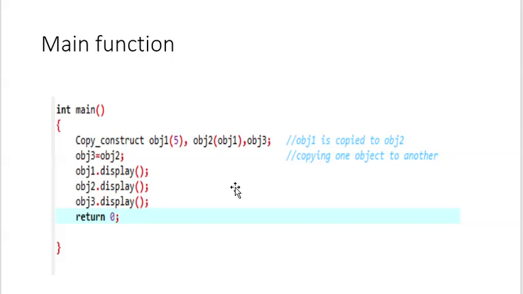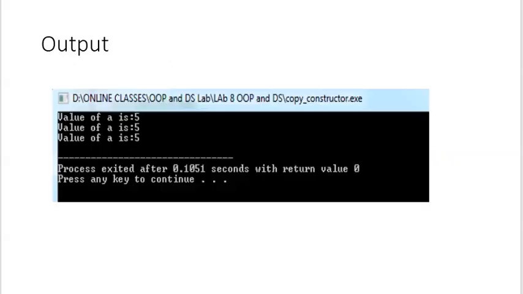Let's simply write the object in brackets, which means that you are copying the object to the other, and this is also an assignment, where the value of object 2 will be assigned to object 3. If I call the display function with all the objects, you will see that the value of object 1 has been assigned to all the objects.